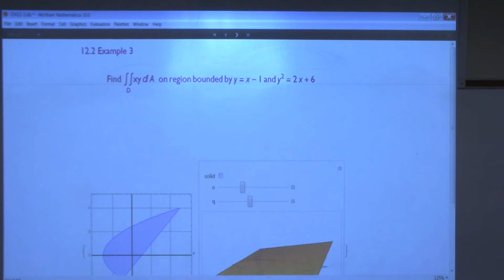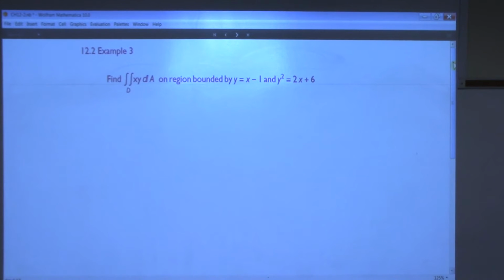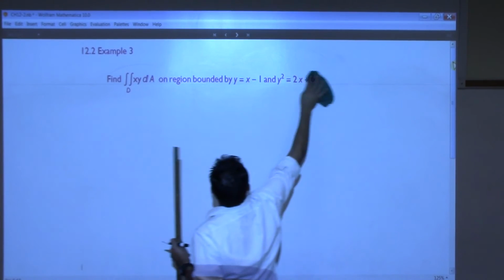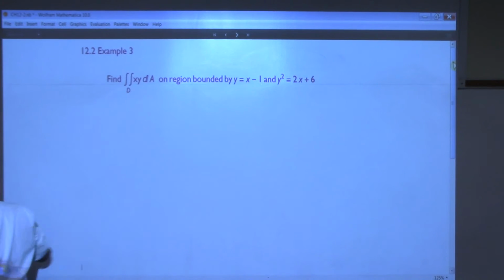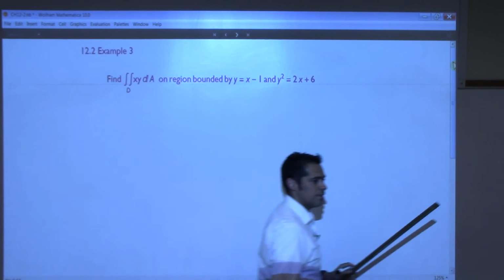Now, there's something in this problem that kind of gives it away that this is going to be a type 2. What kind of gives it away? Y squared. You see it in there? You see this right here? Y squared is equal to 2x plus 6.